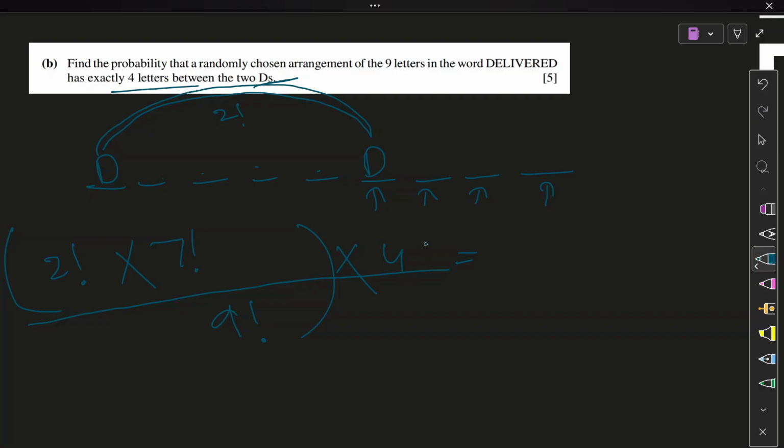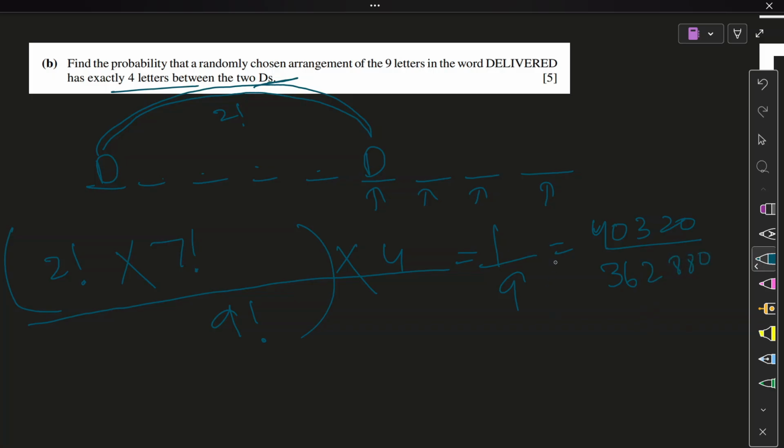Divided by 9 factorial. Wait a minute, let me find the answer. 2 factorial into 7 factorial into 4, if I'm not wrong. So the answer is 1 over 9 is what I'm getting. 1 over 9, right? And actually, let me simplify that as well. 2 factorial into 7 factorial into 4 is 40320 ways, divided by 9 factorial. 9 factorial is 362880.